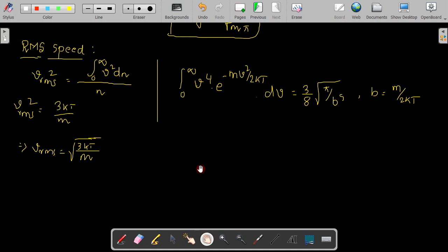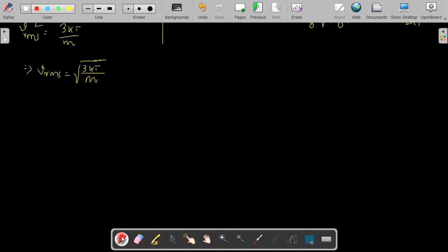Now what is the comparison between the three? The comparison is also important. So let's just check out the comparison between V most probable, V average, and V RMS. Let's take the ratio of all these three. We already know the result, and I would suggest all of you to remember this result.